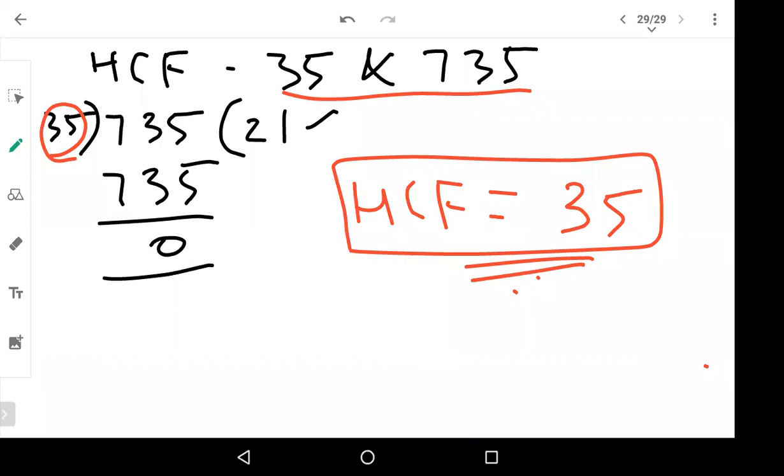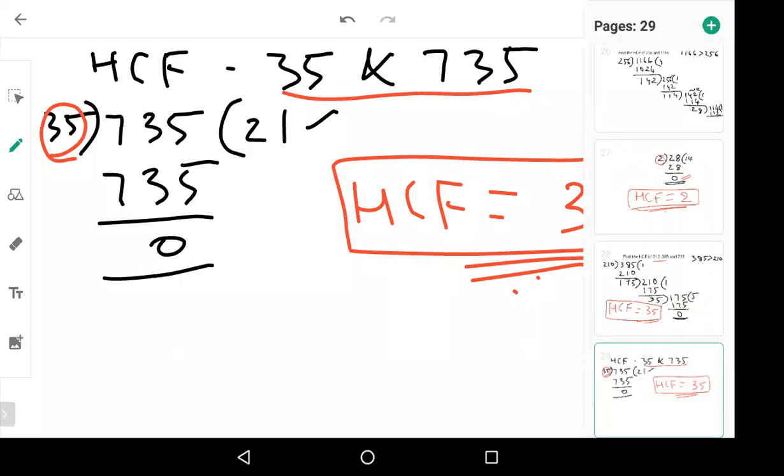Any doubts in division method? Good. We will solve another one or two problems. Tomorrow I'll start a new concept. We will solve a few more under division method. Okay, we will go with three numbers only. So this was 210, 385 and 735.